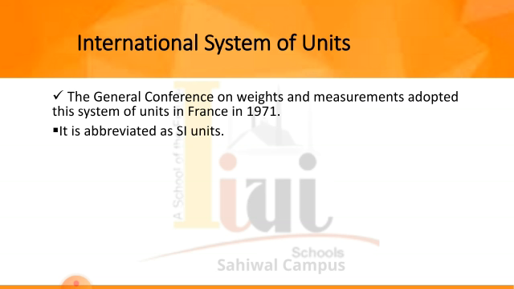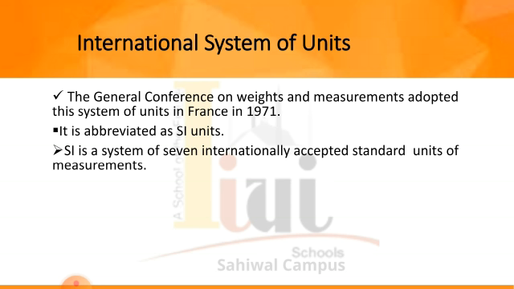Capital S and I is used to abbreviate this system, which is basically known as the International System of Units. SI is a system of 7 internationally accepted standard units of measurement. You can see them on page number 121. Here is a table given below on page number 121. The first column is quantity and the second is SI unit.